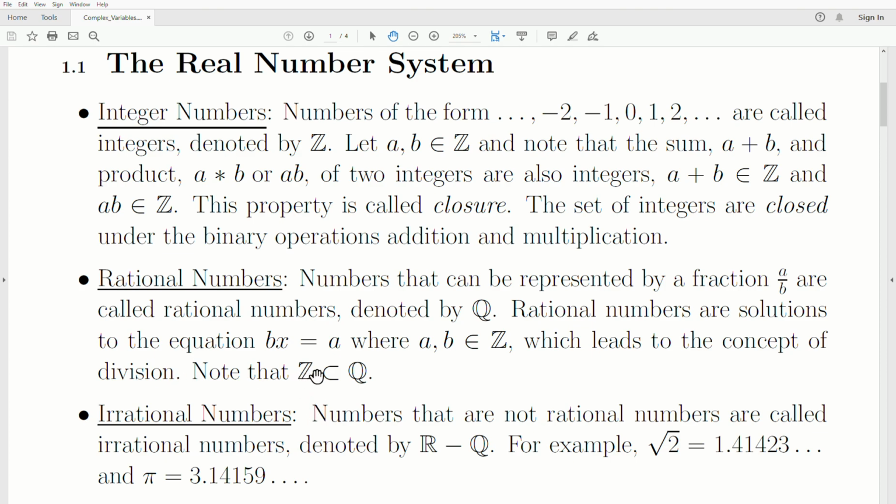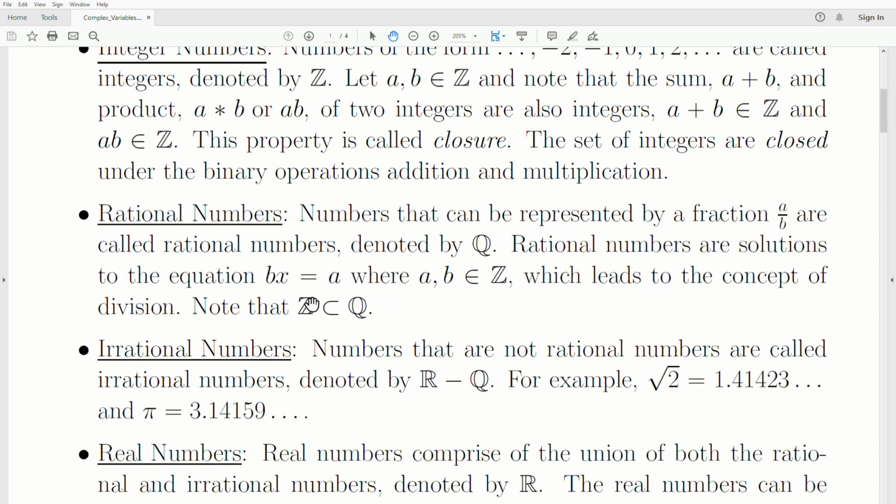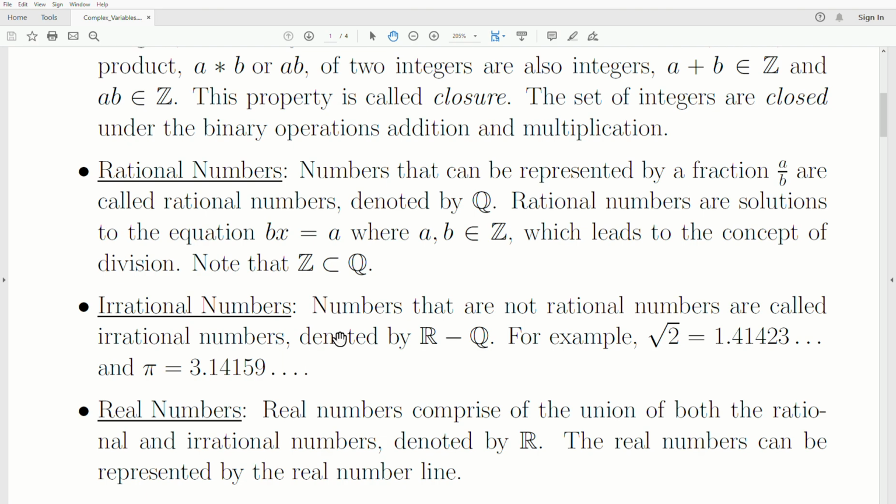And note that the integers are a subset of the rationals, right? If we let A be an integer, and if we just let B equal 1, then we're back in the integers. Now, irrational numbers are just numbers that are not rational, and they're called irrational. And it's denoted by R minus Q. Now, there's not a universally accepted letter for irrational. Some might use a script I or a script P, but R minus Q always denotes the irrationals.